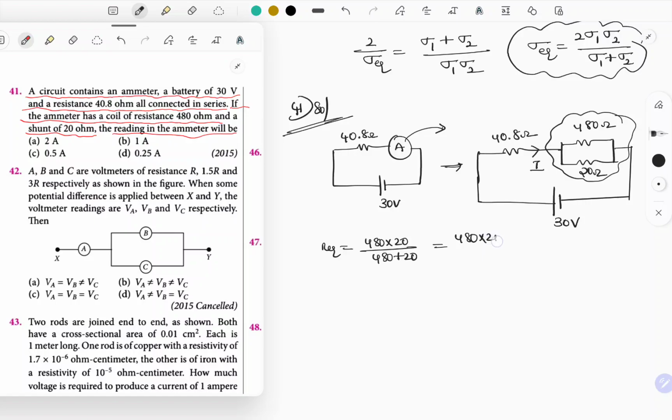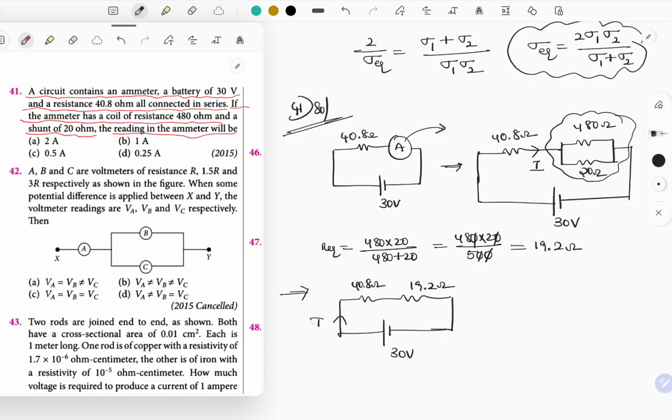480 into 20 divided by 480 plus 20, which is 500. So zeros will get cancelled. Now 48 into 2 divided by 5, not approximately, exact value 19.2 ohms. This 19.2 ohms is connected in series with the 40.8 ohms. So the circuit is going to look like this: 40.8 ohm and this is 19.2 ohm, with a 30 volts supply voltage. Current flowing through the circuit is I.